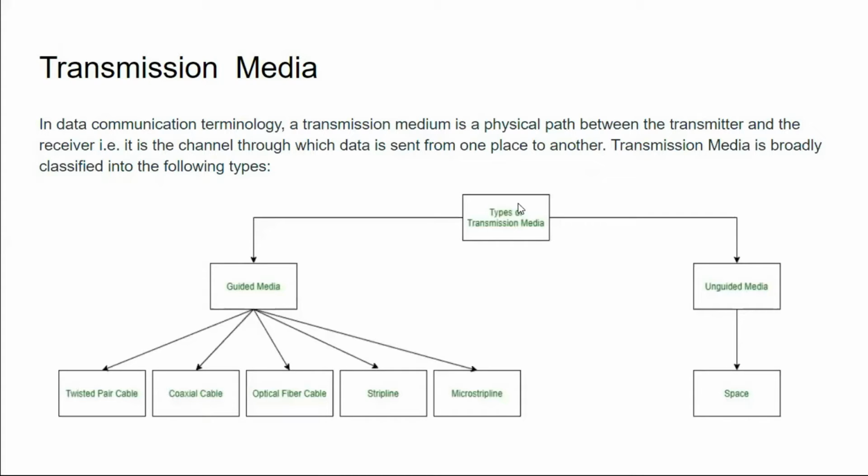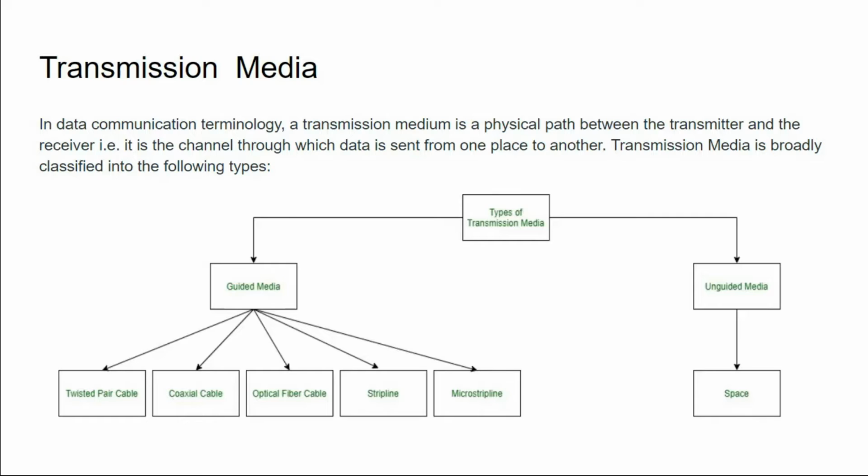Today we are going to see a topic in computer networks, that is types of transmission mediums. In data communication terminology, we use a term called transmission medium. It is a physical path between the transmitter and the receiver, a channel through which data is sent from one place to another. It is broadly classified into two types: guided media and unguided media.